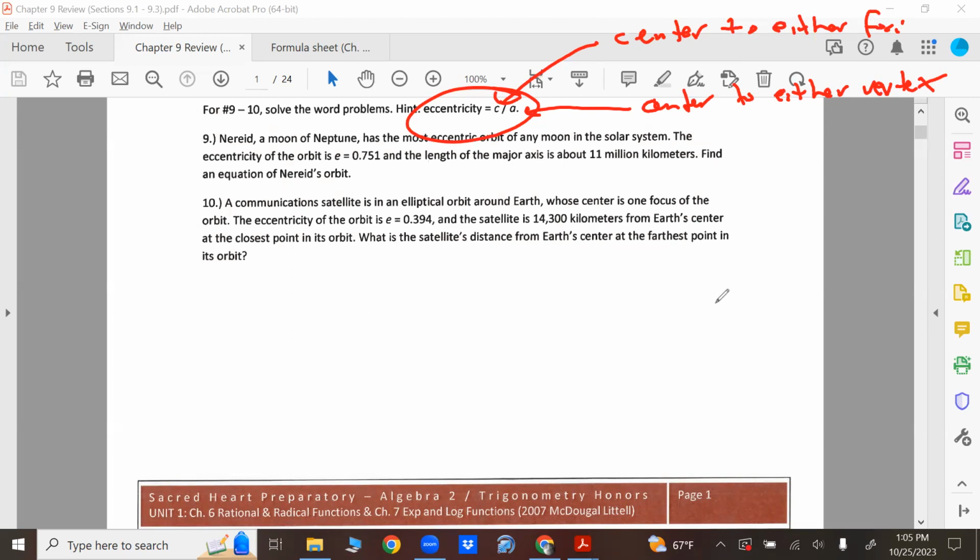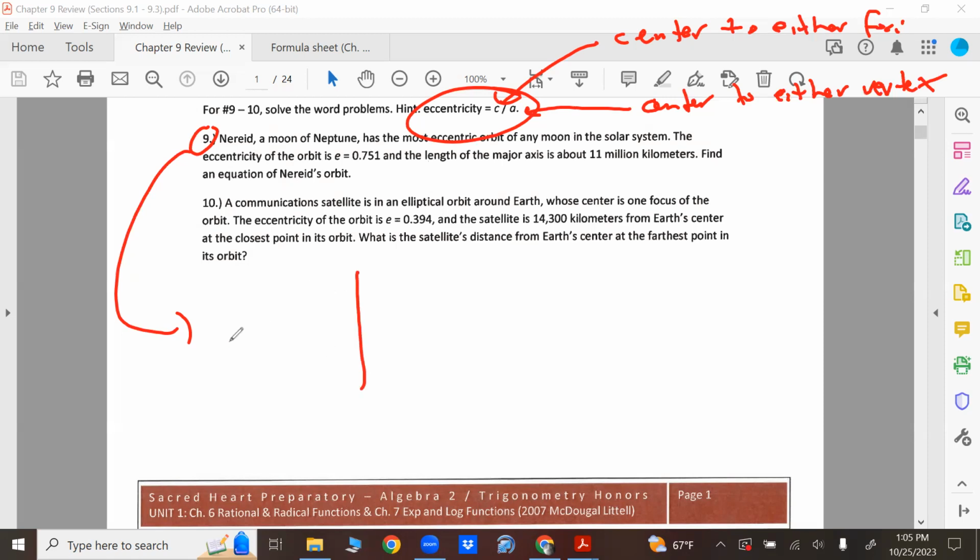It can be applied to other ones. I'm not going to apply it to other ones for this class, but it can be applied to a circle. I'll explain just a little bit how it can be applied to a circle. But let's take a look at, we'll do 9. I'll do 9 with you guys. All right. So the eccentricity of the orbit is 0.751. The length of the major axis is about 11 million kilometers. Find the equation of Nereid's orbit. It's one of the moons of Neptune. Fine, whatever.